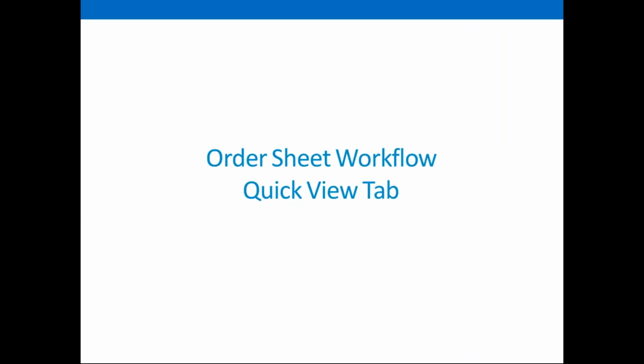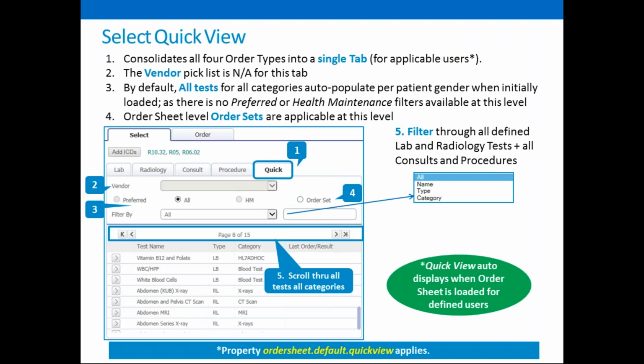Now we're going to look at the Quick View tab. Quick View tab is a fifth tab there on the order sheet, but it's not an order type. It's a combination of all four order types scrolled into one big screen. You can either do it by type, by going to lab, radiology, consult, or procedure, or there's a property that you see here at the bottom.